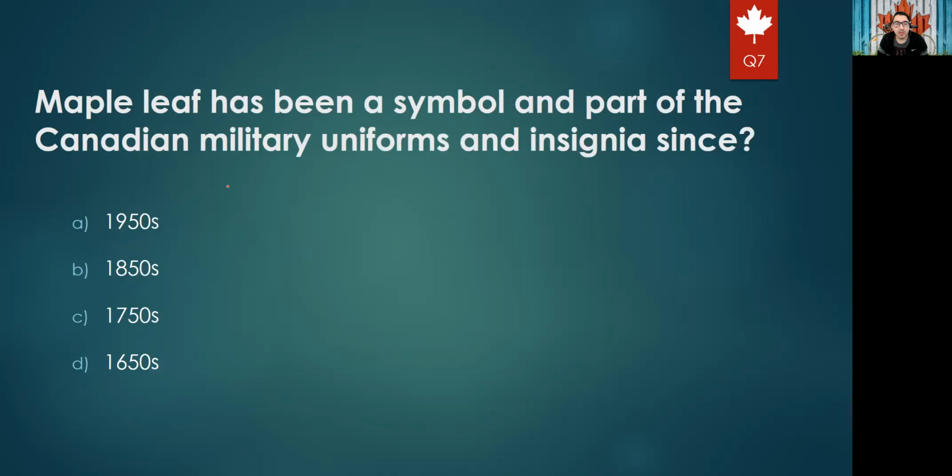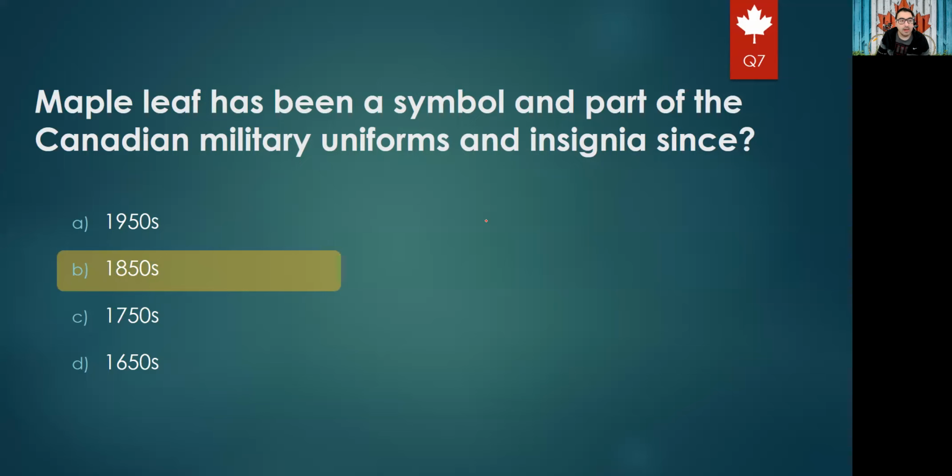And next question will be: maple leaf has been a symbol and part of the Canadian military uniform and ensign since. Option A will be 1950s, 1850s, 1750s, or 1650s. And the right answer will be option B, 1850s, okay, in the 18th century, okay.